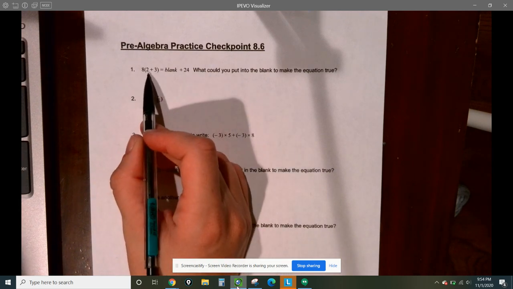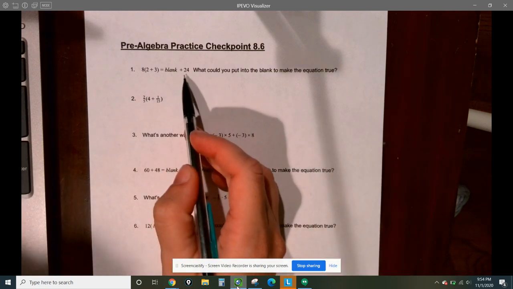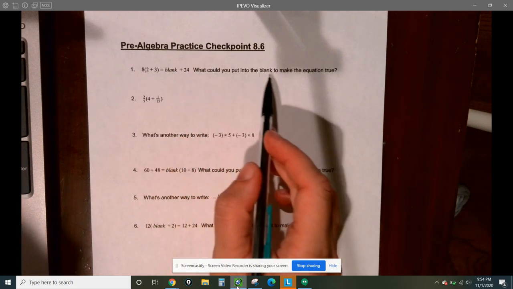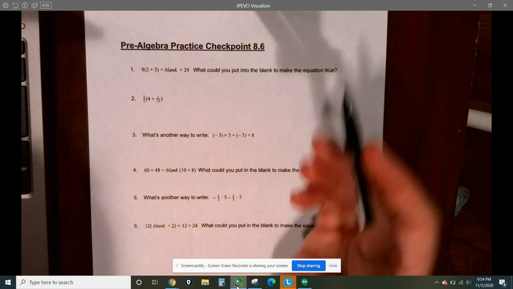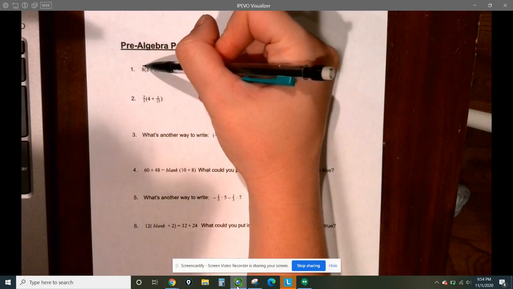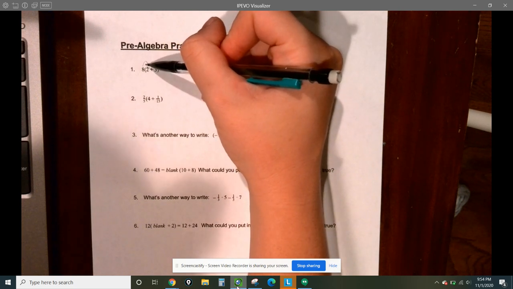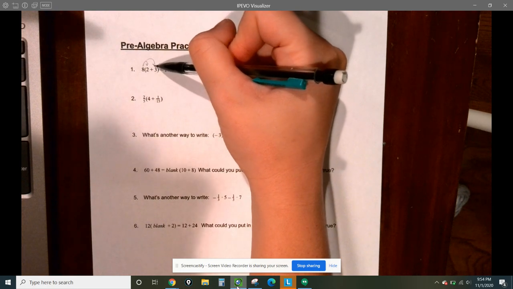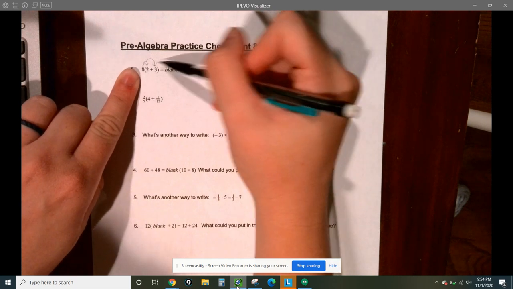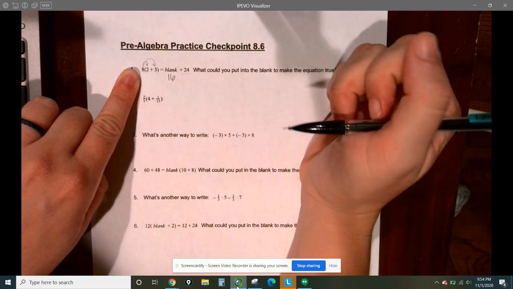So 8 times the quantity 2 plus 3 equals blank plus 24. So this is how they write it on your checkpoint. That's why I wrote this word blank right here. What could you put into the blank to make this equation true? So thinking about the distributive property, if there's a number outside of a set of parentheses, you're going to multiply it by both numbers inside. So this is going to mean 8 times 2 plus 8 times 3. The 8 times 3 part is already listed here, the plus 24. So what's missing is the 8 times 2. So this blank would be 16, because that's what 8 times 2 is.